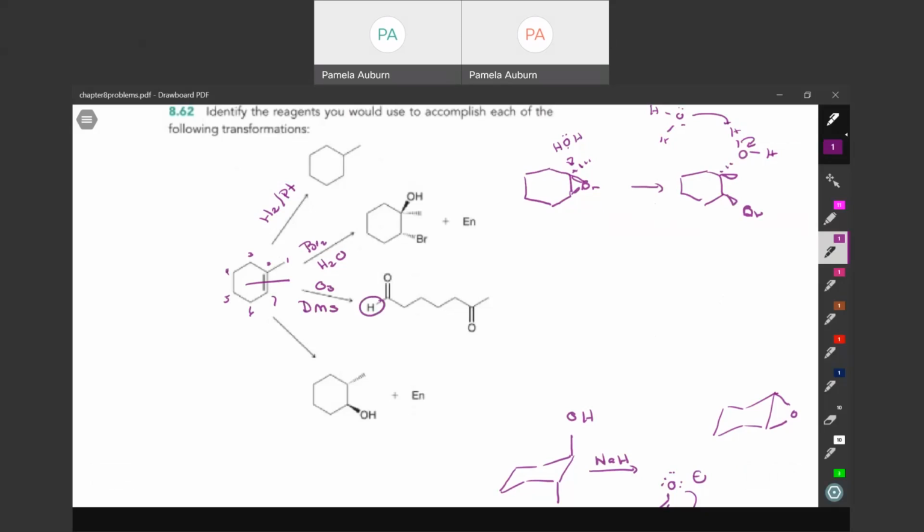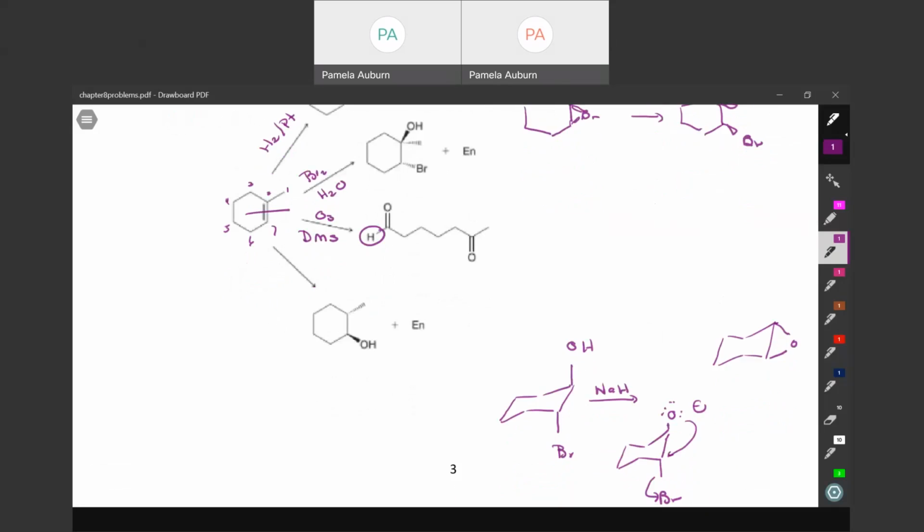Aldehydes are delicate molecules. They react easily. And so you have to be careful if you want to make them, and make sure that you don't destroy them by making them. I've actually done that a few times in the lab.